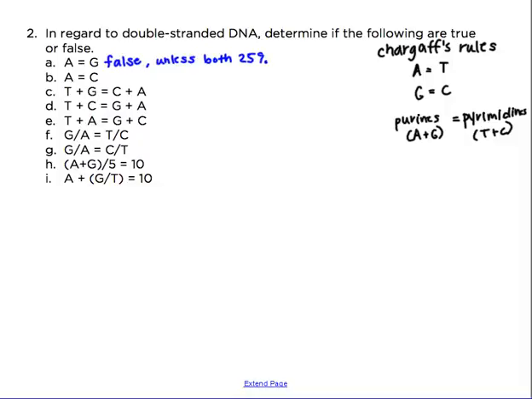Because if A is 25% and G is 25%, that means that all four bases must be 25% in a double-stranded DNA. Okay. For B, A equals C. Again, this is false unless all four bases are represented 25% of the time.